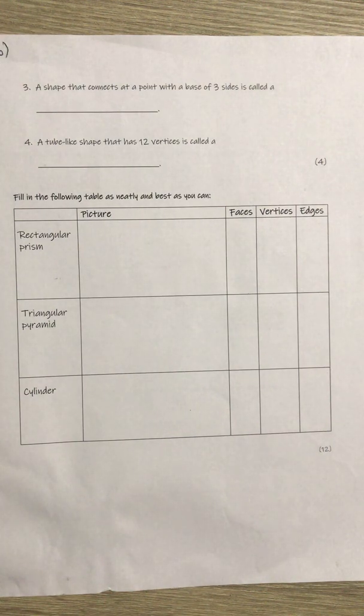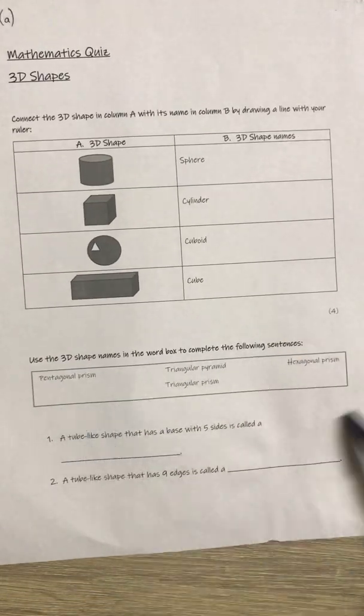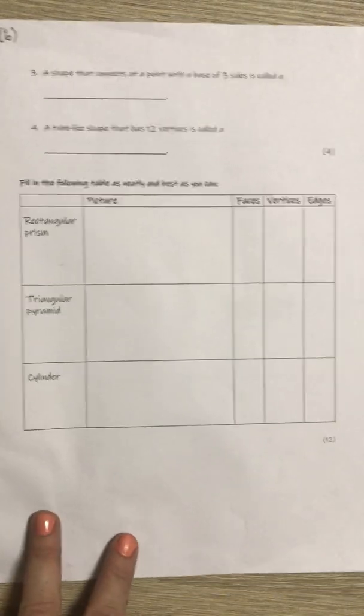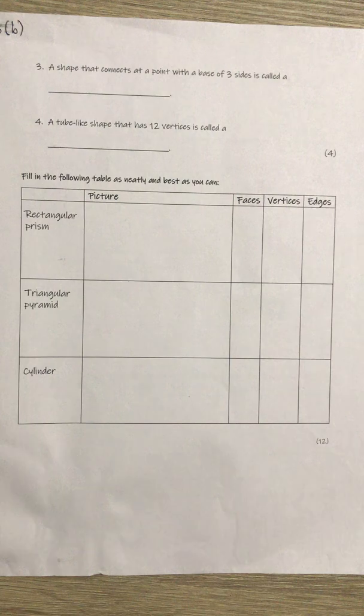Good, and then number 4, a tube-like shape that has 12 vertices. Now you actually are supposed to only have one name left, so you can just choose that, but please don't just choose it because it's left. Try and figure out how many vertices the shape has, and if the shape has 12 vertices, then you are sure that your answer is correct. So the options are a pentagonal prism, a triangular pyramid, a hexagonal prism, or a triangular prism. What is a tube-like shape called that has 12 vertices?